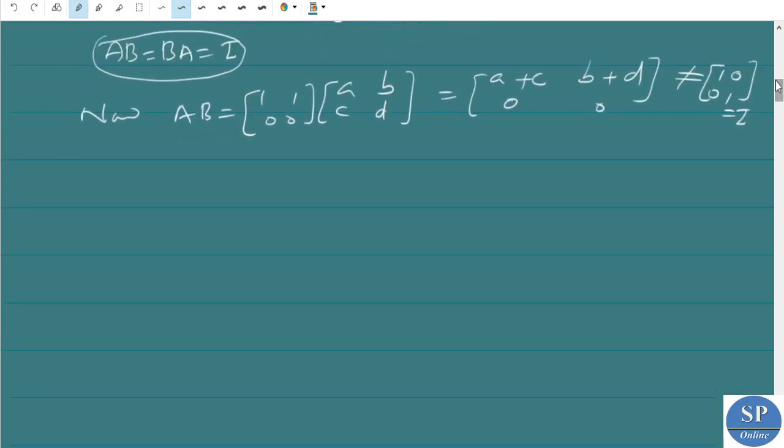Therefore A has no inverse. That is, A is not invertible.